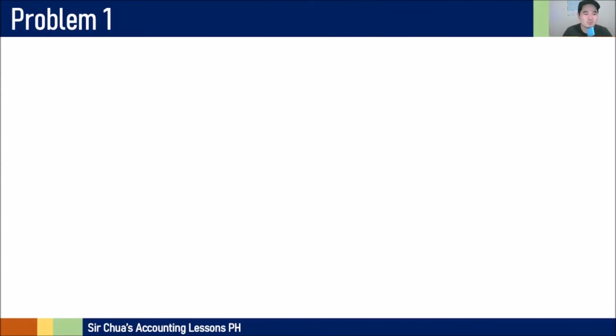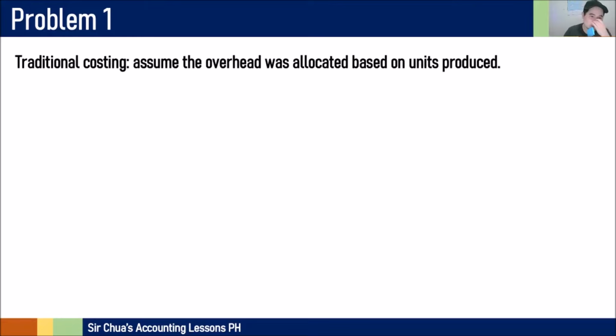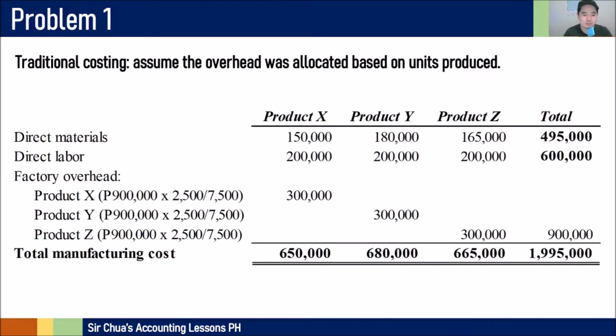Okay. So, let's first solve using the traditional costing. Let's just assume that the overhead was allocated based on the units that we produce. Sabi nga po kanina sa problem, 2,500 units daw po yung ating na-produce at na-benta per product line. So, that's a total of 7,500.